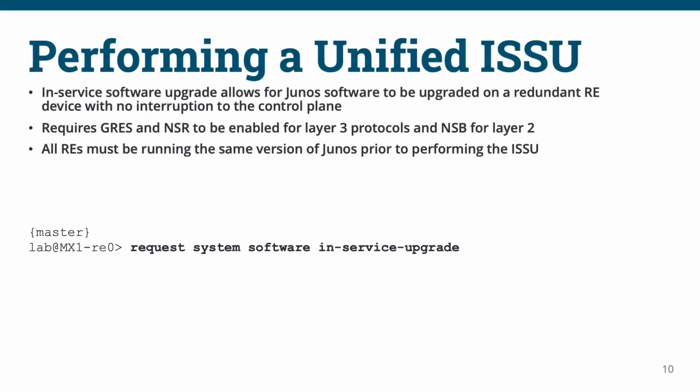This will initiate the ISSU procedure where the Junos OS is upgraded and routing engine switchover occurs before upgrading the other Junos OS. With NSR and NSB enabled, this should have no interruption to the control plane, with all adjacencies and control plane state maintained through the upgrade.